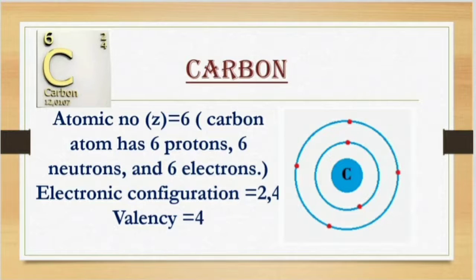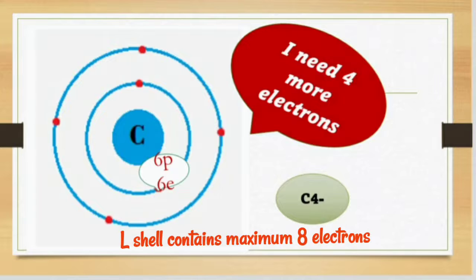Bonding in carbon. What type of bonds does carbon form? As we have already discussed in the last video, the atomic number of carbon is 6. So the electronic configuration will be 2, 4. So what will be the valency? 4. The outermost shell or the valence shell contains 4 electrons. That is, carbon has 2 shells here. The first shell has 2 electrons and the second shell contains 4 electrons. If carbon needs to get balanced, then it needs 4 more electrons to become octet and become stable.